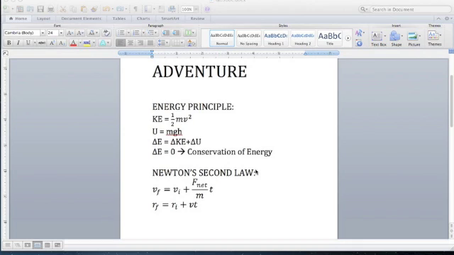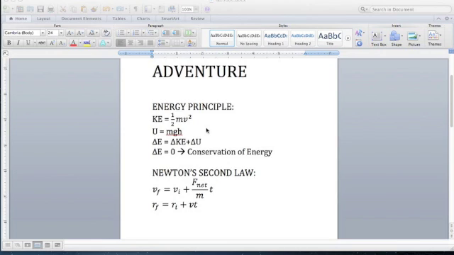The energy principle states that kinetic energy is equal to 1/2 mv squared, U equals mgh, and delta E is equal to the change in kinetic energy plus the change in gravitational potential energy. If energy is conserved in the system, then delta E will equal 0, which is the case in my video.